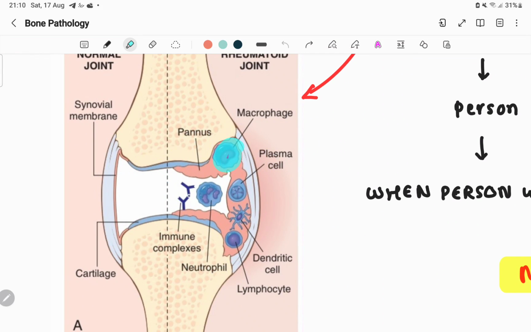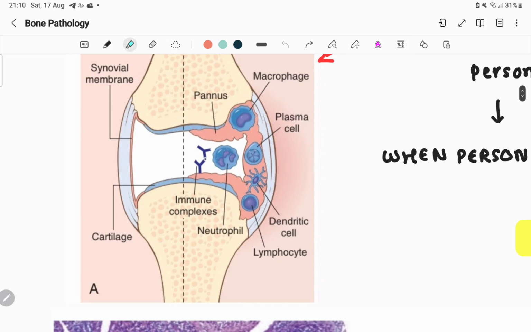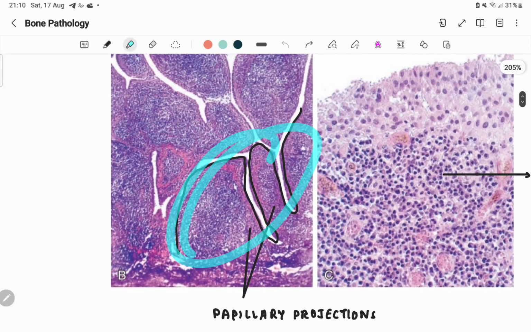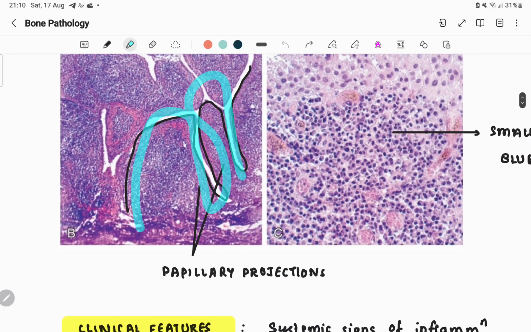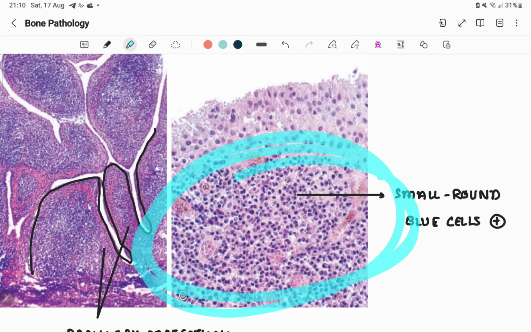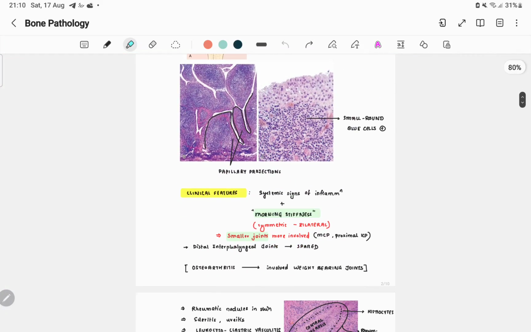This is proliferated, and macrophages, plasma cells, all the inflammatory cells, basically dendritic cells, lymphocytes have infiltrated, and immune complexes also are there. Okay, these immune complexes also start destroying the joint. Look at this. The papillary projections are basically the pannus formations. This is the pannus, the intertwining of the things. If we zoom the diagram, you can see there is infiltration of small round blue cells, right?